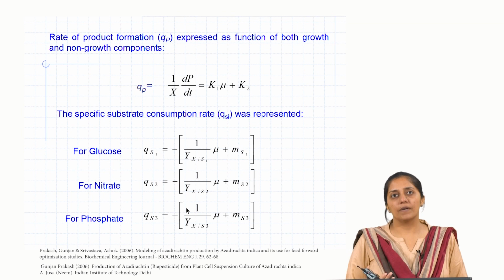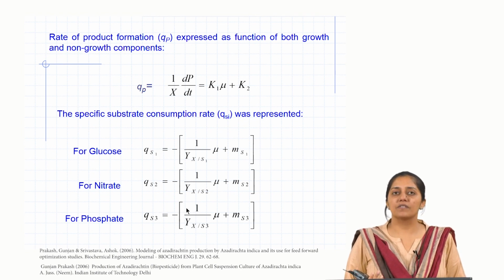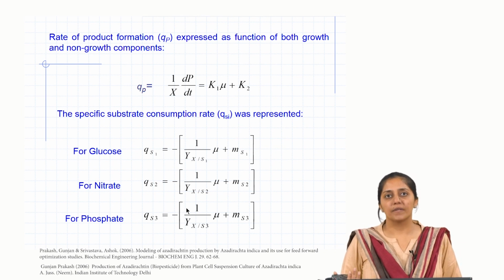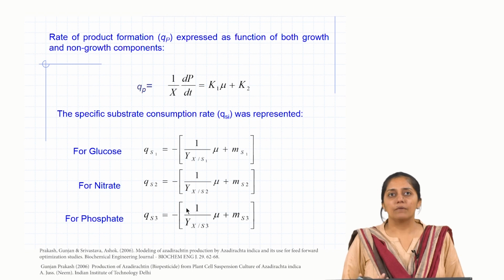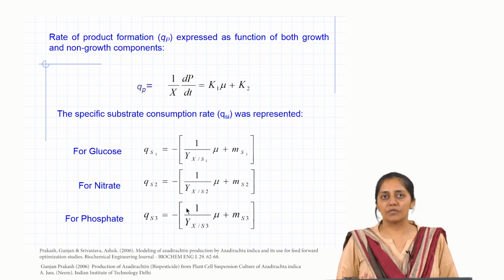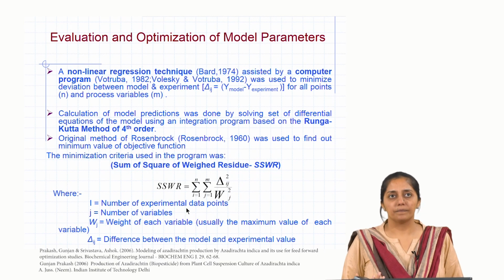The last three equations demonstrate the specific substrate utilization rates, where MS, MS1, MS2 and MS3 stand for the maintenance coefficients with respect to each of the three critical nutrients, and Yx by S stands for the yield coefficients with respect to substrates, and mu is the specific growth rate of the culture.